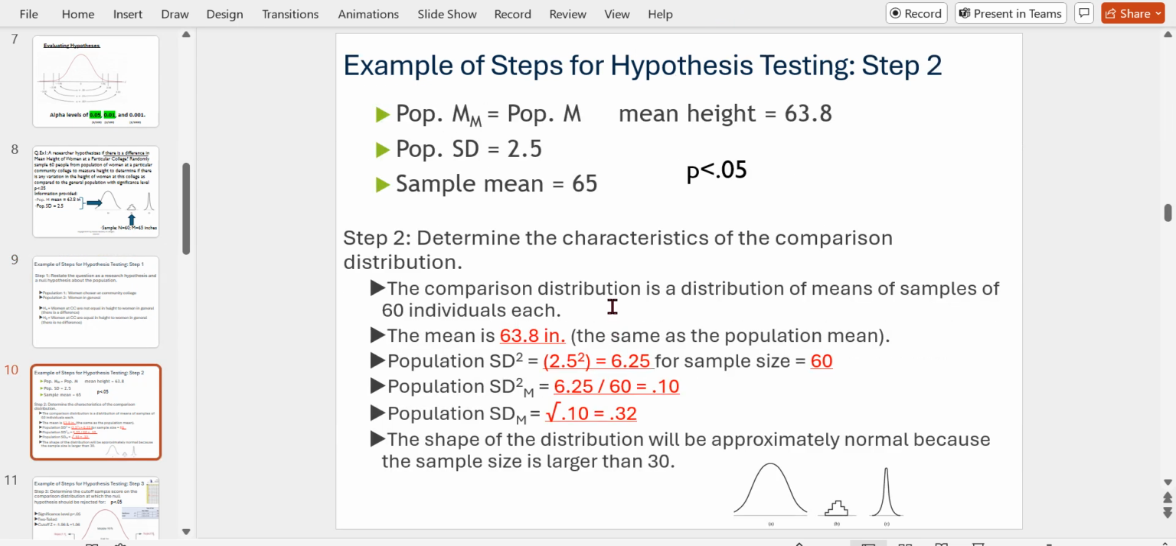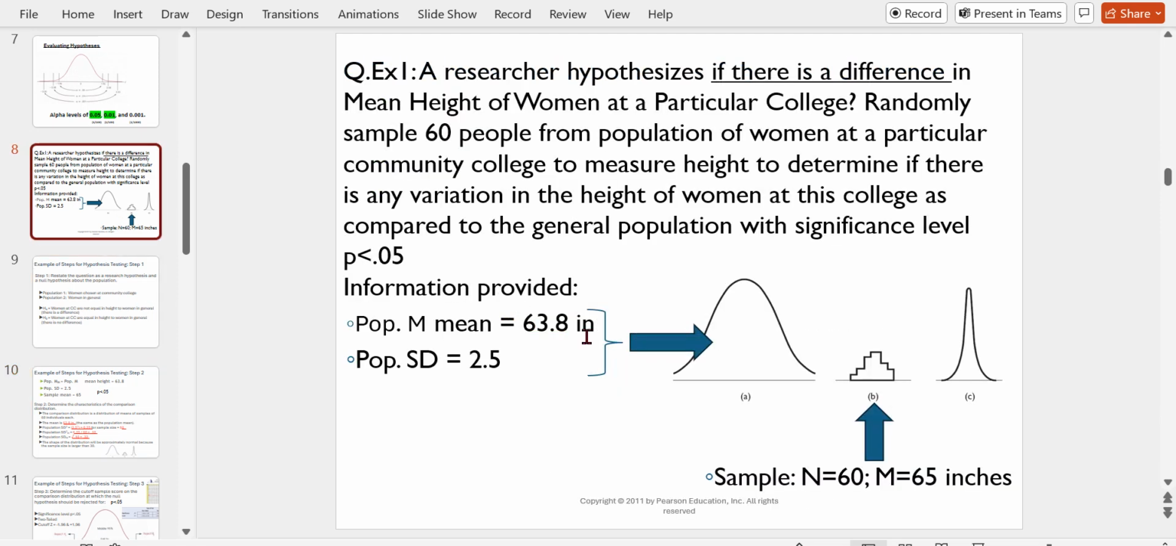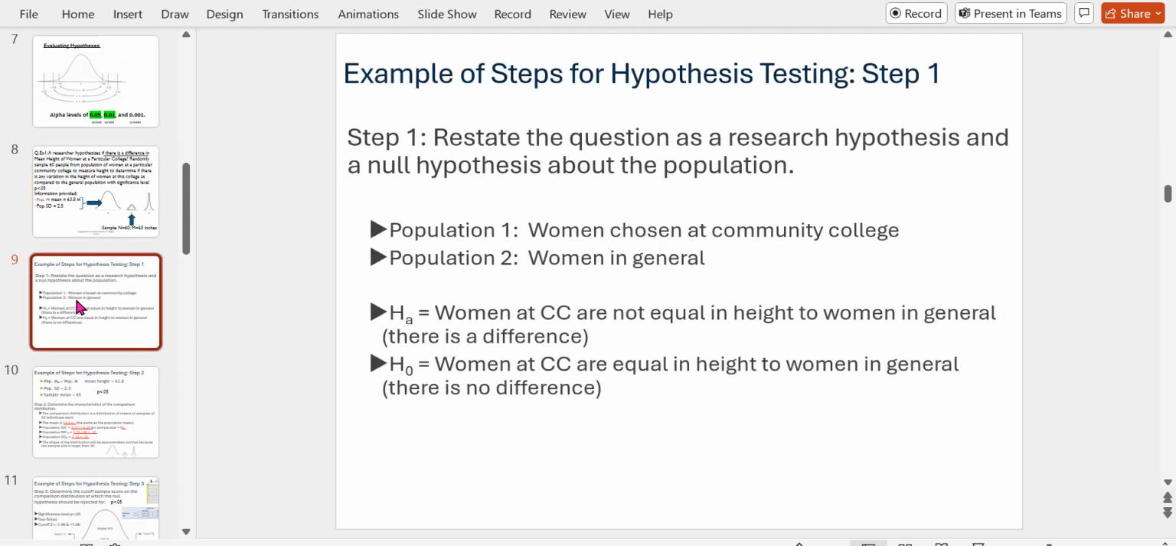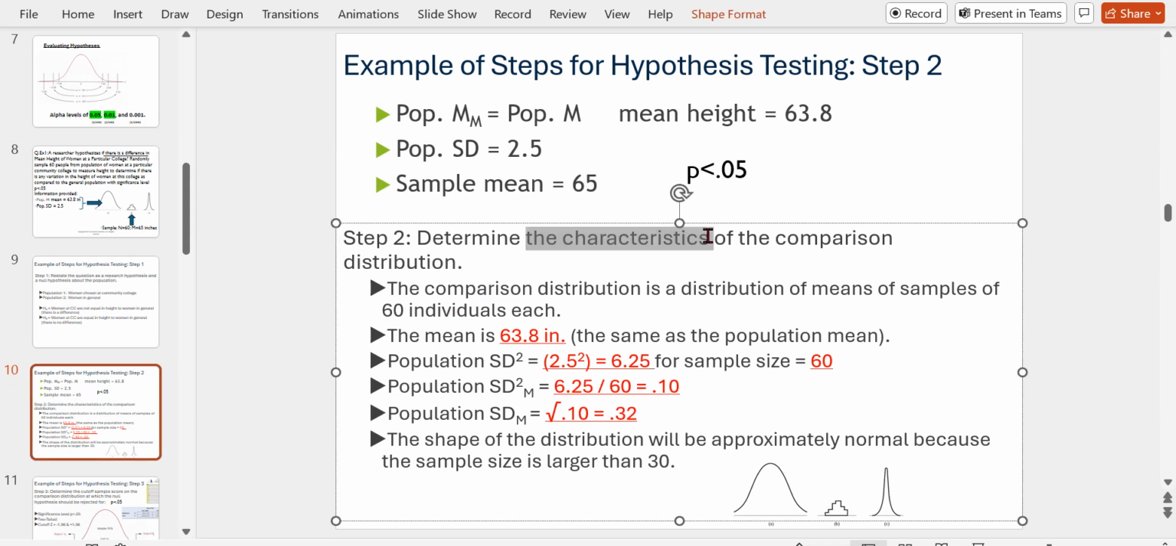Step 2. All right, now this is kind of where we put it all together. In this case, it's a bit of a pain because I gave you the standard deviation for this population, and I need to find all the information for my comparison distribution. So let's have a look. Determine the characteristics of the comparison distribution. The comparison distribution is a distribution of means of samples of 60 individuals each. So this is hundreds of millions of samples of 60 individuals each.